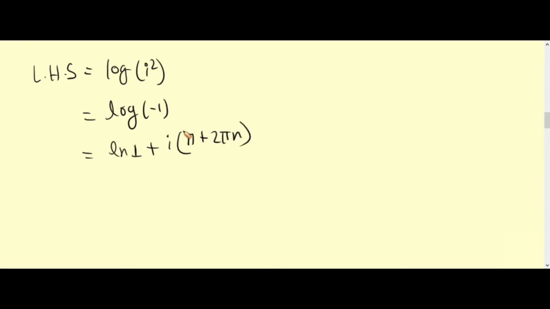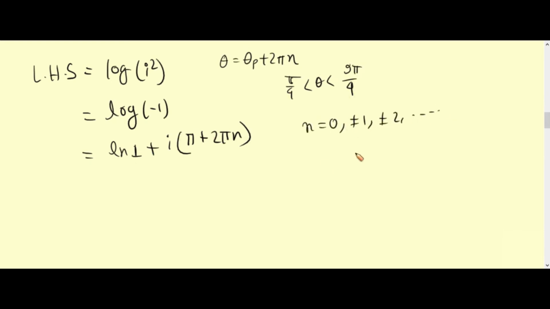And now again we can recall that the condition that we had was theta, which was just the principal argument plus 2 pi n, it should be bounded by pi by 4 less than theta less than 9 pi by 4. This was the bound. So let's see what values of n, because we have n as 0, plus minus 1, plus minus 2, and so on, satisfy this bound. So let's take n equal to 0 first. If you take n equal to 0, okay, we can simplify it more.